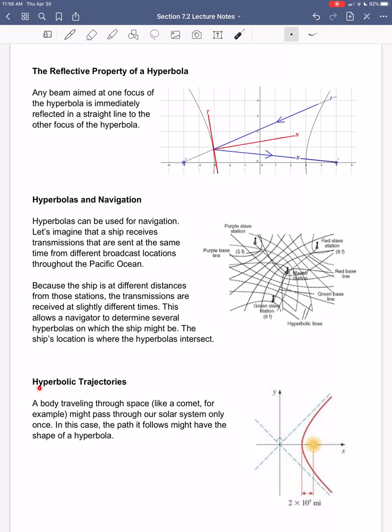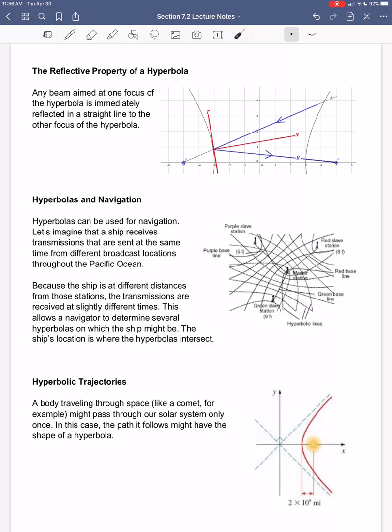And finally, we have hyperbolic trajectories. So a body traveling through space, like a comet, for example, might pass through our solar system only once. In this case, the path it follows might have the shape of a hyperbola. So this red thing might be a comet coming through the solar system. When it's far away, of course, the comet is cold, everything's frozen, we can't see the comet very well. As it gets closer to the sun, things start to melt, ice and stuff, and it goes off as vapor behind the comet, and that's where we see the comet's tail as it goes around the sun. And then as it leaves our solar system, it gets frozen again and becomes less visible.